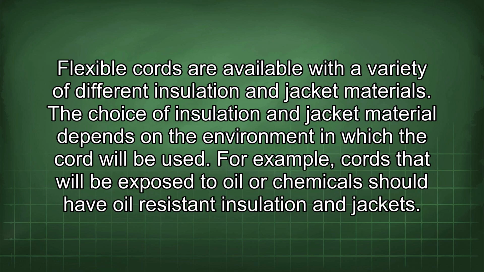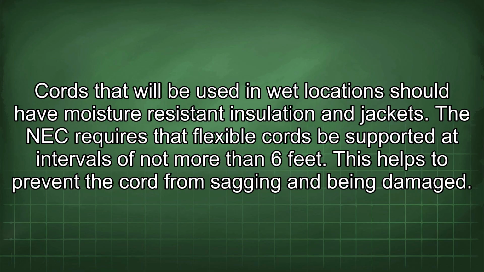Flexible cords are available with a variety of different insulation and jacket materials. The choice of insulation and jacket material depends on the environment in which the cord will be used. For example, cords that will be exposed to oil or chemicals should have oil-resistant insulation and jackets. Cords that will be used in wet locations should have moisture-resistant insulation and jackets.